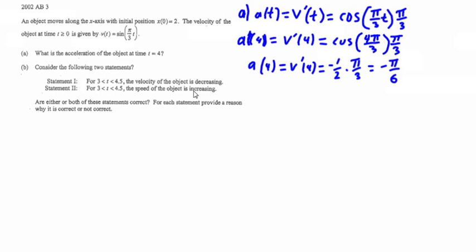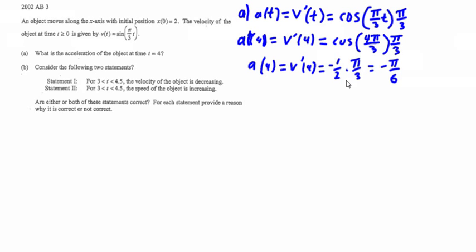And we look for our units here, and I don't see any units in meters or anything, so this is going to be our answer to part A. Now let's look at part B. Consider the following two statements. Statement 1, for t between 3 and 4.5, the velocity of the object is decreasing.